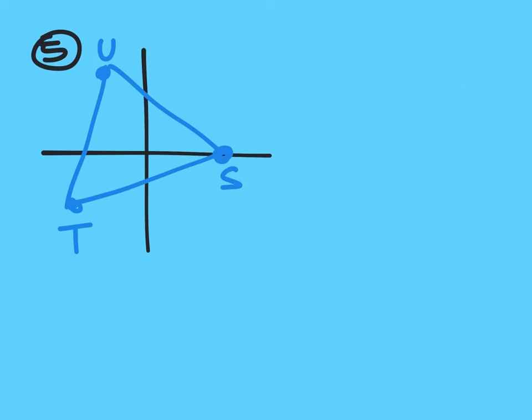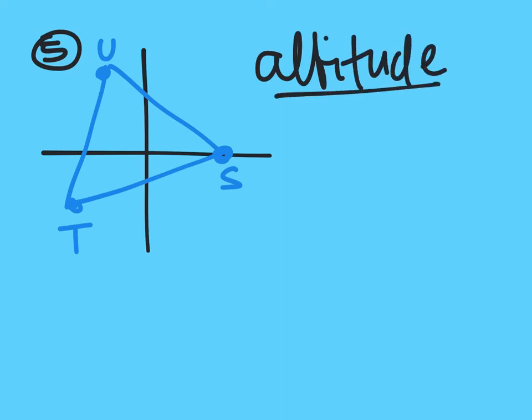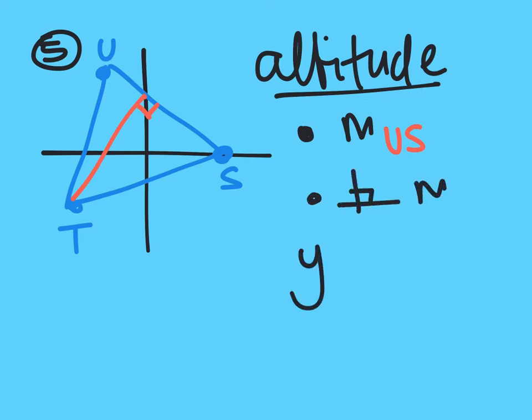For the second part of the question, this time you have to find the altitude, and the formula for the altitude is find the gradient of the opposite side. So in this case, here's the altitude, I've drawn it for you this time. You've got to find the gradient of that side. Once you've found it, then find the perpendicular gradient, and then use that gradient and the point in y minus b equals m(x minus a).